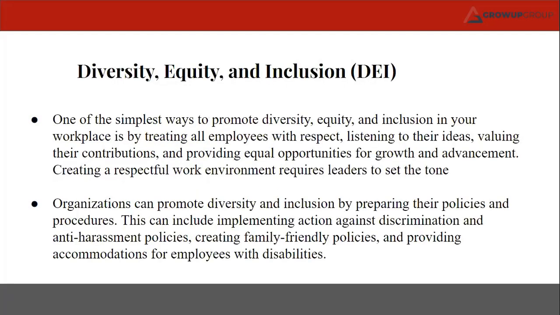So, moving on to the next part, diversity, equity, and inclusion. One of the simplest ways to promote diversity, equity, and inclusion at the workplace is treating all the employees with respect, listening to their ideas, valuing their contribution, and providing equal opportunities to them. And organizations do create their policies and procedures, like anti-harassment policy, creating family-friendly policies, providing accommodations for employees with disabilities, and reimbursement policies, like the laptop policies we have, which all come under this only.